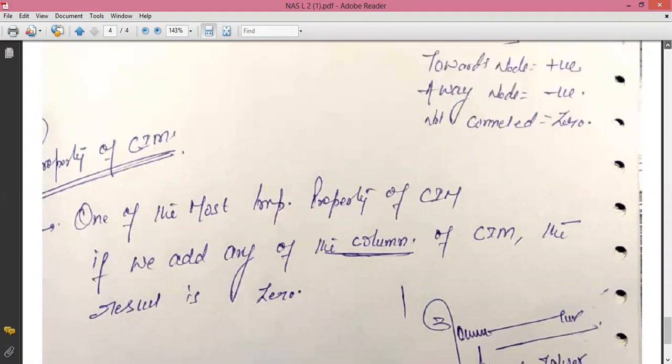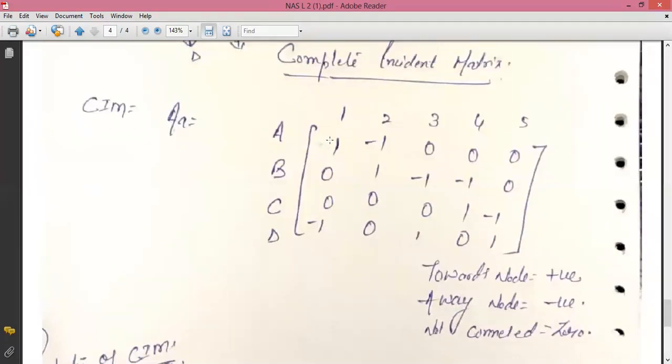For example, on your CIM, in this matrix you have 5 columns, 1, 2, 3, 4 and 5. Add any column individually. Like we add column number 1, result 0. Column number 2, result 0, 3, 4 and 5, and so on. So CIM has a unique property: if you add any column, the resultant will be equal to 0. But if the resultant is not equal to 0, that means something has gone wrong somewhere, and your CIM is not correct. So after making the CIM, you must check this property. Is this clear to all of you?